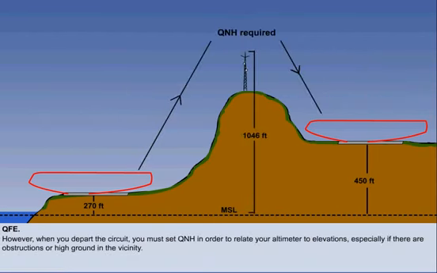However, when you depart the circuit, QFE is meaningless. You must set QNH in order to relate your altimeter to elevations, especially if there are obstructions or high ground in the vicinity.